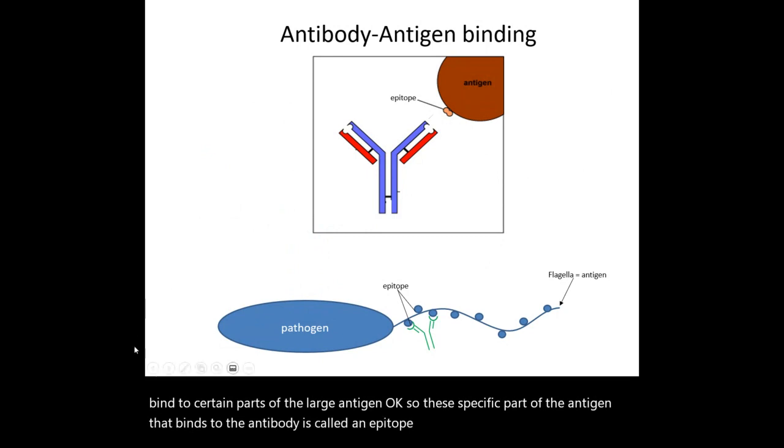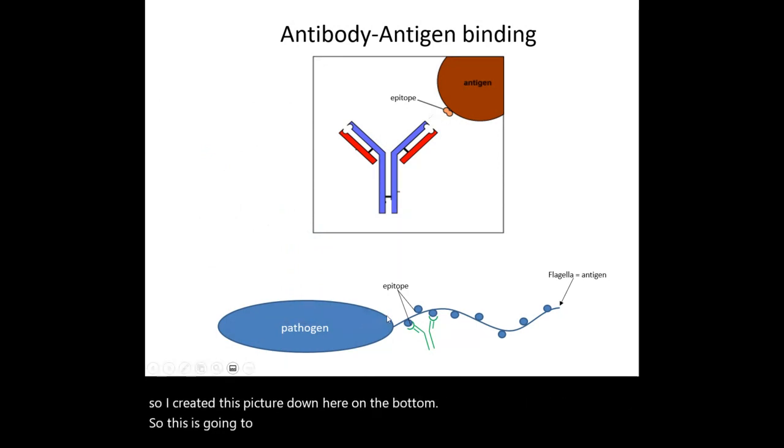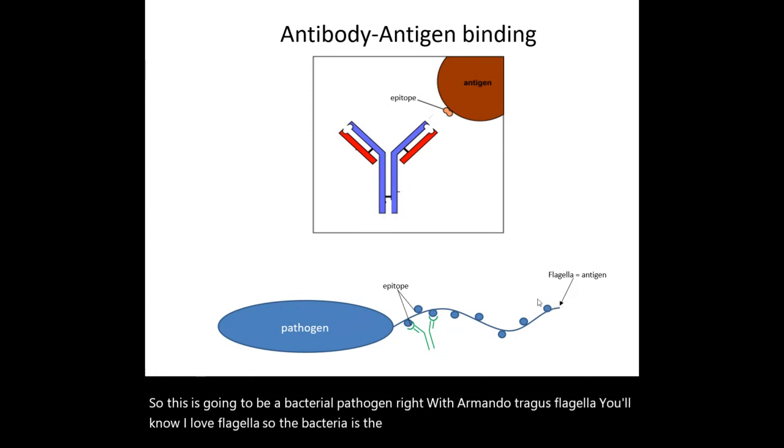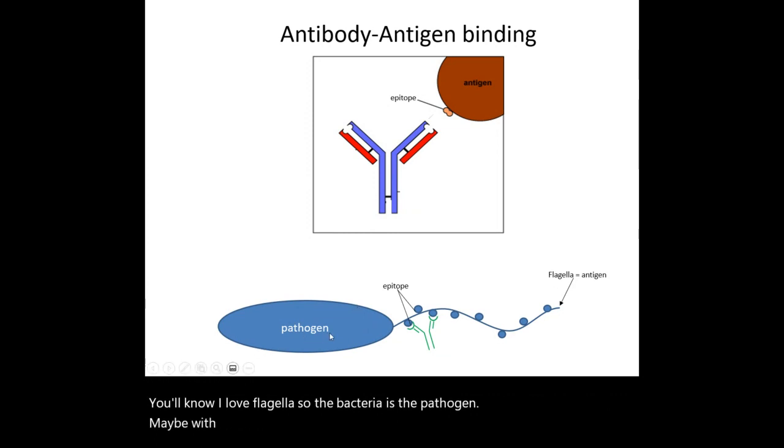Now this is a lot of terminology, so I created this picture down here on the bottom. This is going to be a bacterial pathogen, with our monotrichous flagella. You'll know I love flagella. So the bacteria is the pathogen. Now maybe with this bacterial pathogen, our immune system recognizes the big old flagella as the foreign molecule.